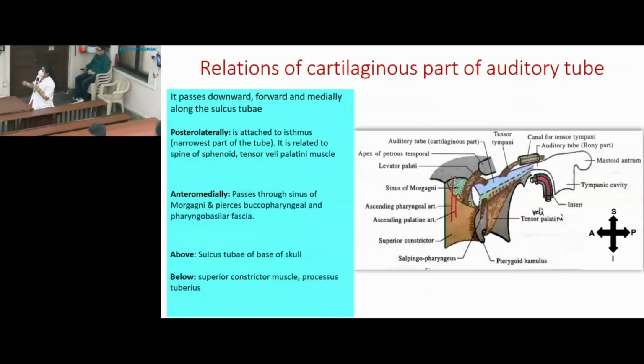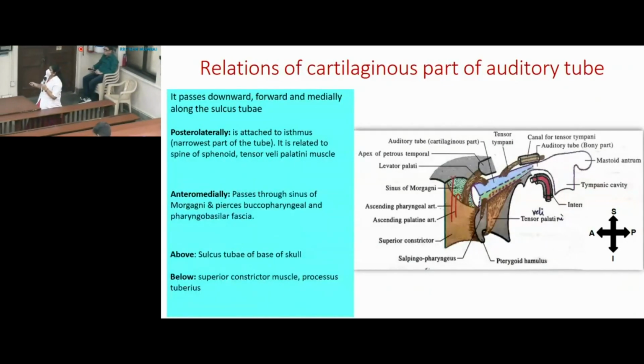So if you see cartilaginous part of the auditory tube, as it passes down, it passes above superior constrictor muscle. The region is called as foramen of Morgagni. So it pierces buccopharyngeal fascia and then pharyngobasilar fascia, and then it is opening. The opening is seen. Where is it seen opening?